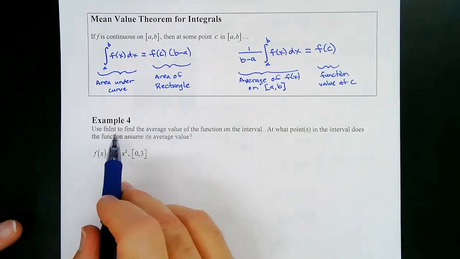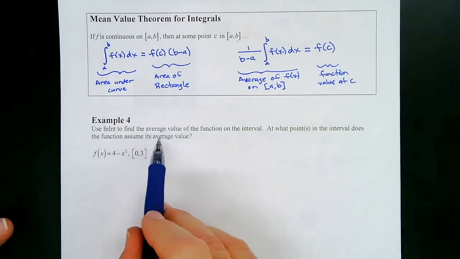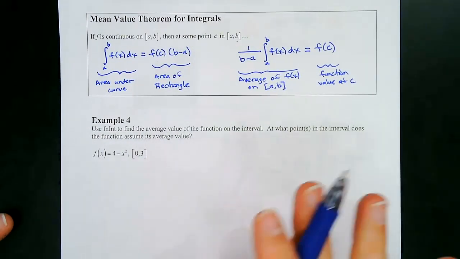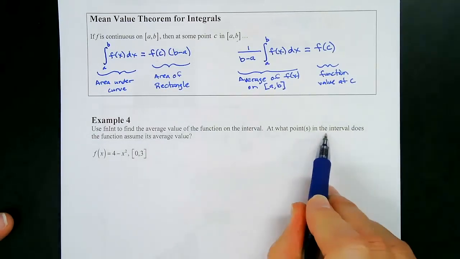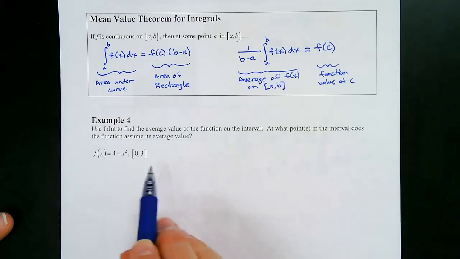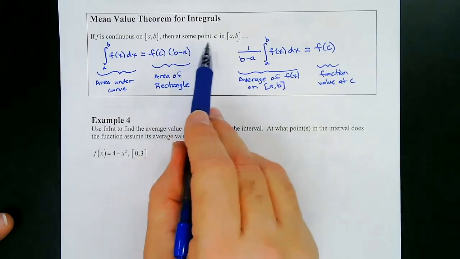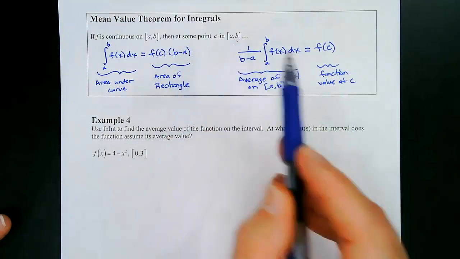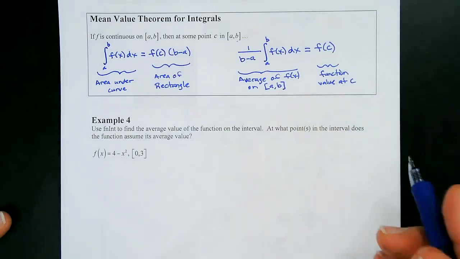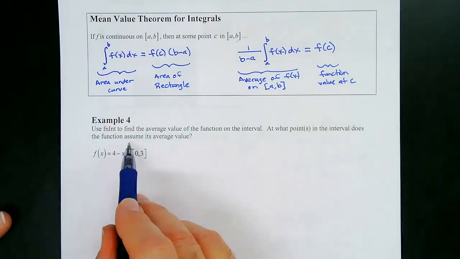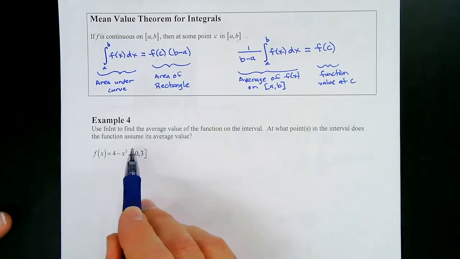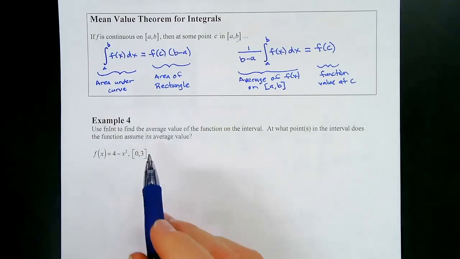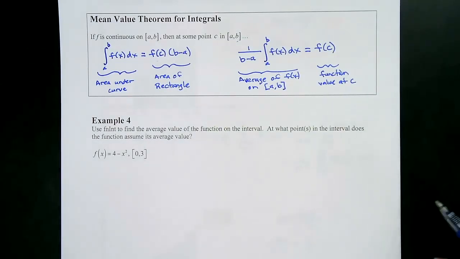Okay, so use function integrate. We're going to have to use that again to find the average value of the function on the interval. So we want to do that first. And then at what points in the interval? It has to be in the interval. That's the key. The value we find has to be in between A and B. Does the function assume its average value? In other words, the function is the same as the average value of the function.